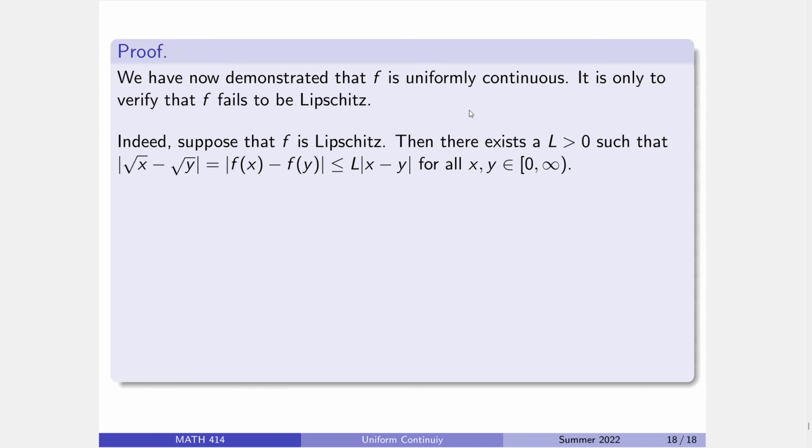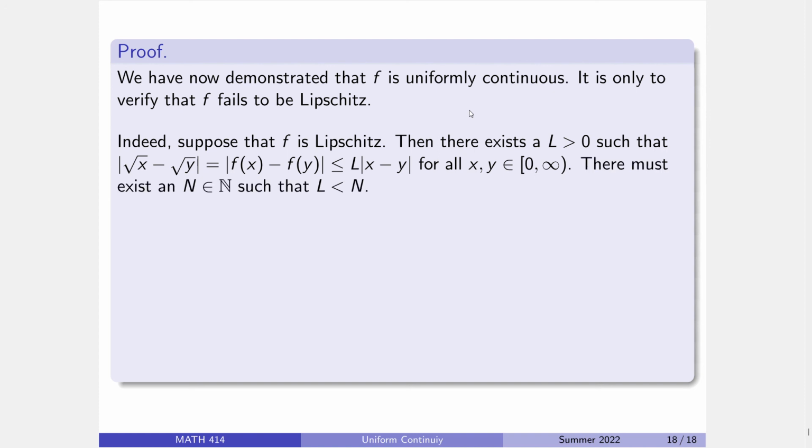Okay. So suppose that it was indeed Lipschitz. Then there is an L so that this inequality holds for all x and y. As I noted, going into this, we can kind of expect this to fall apart because square root of x fails to be differentiable at zero. The tangent lines get arbitrarily large, and Lipschitz is not necessarily saying anything about the tangent lines, it's telling us that the secant lines have to behave.